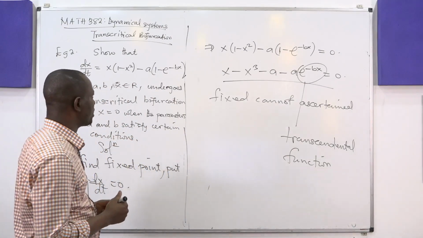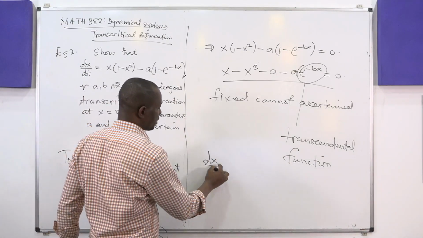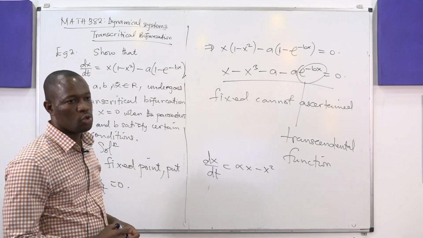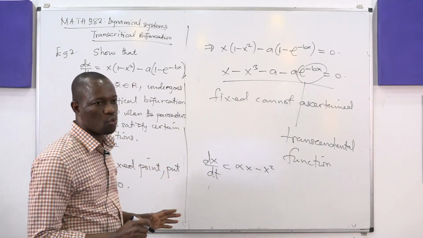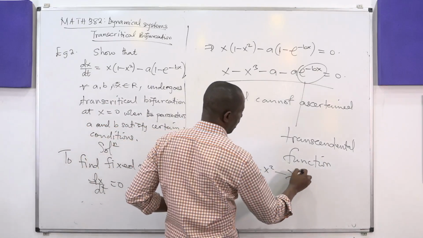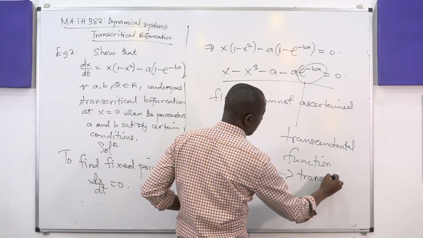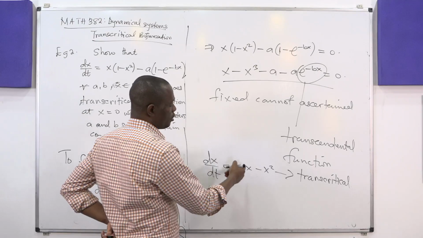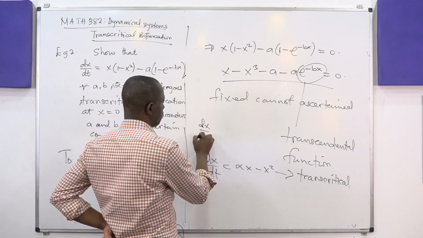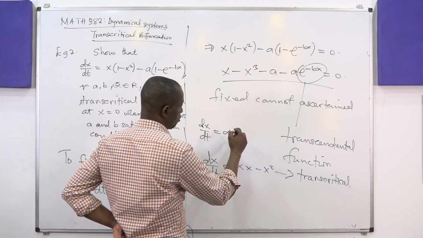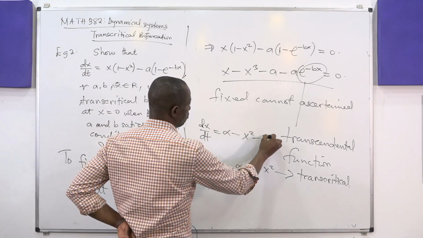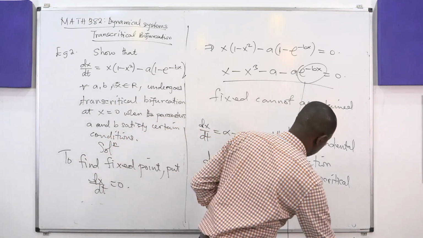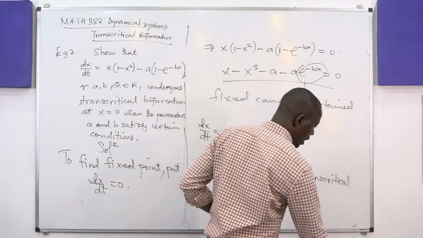So here, if you look at the prototype for transcritical, it is dx/dt equals alpha x minus x squared. This is a prototype, it's not the standard. So transcritical ends at x squared, as well as the saddle node bifurcation. And in the saddle node, there is no x term. That's dx/dt equals alpha minus x squared. This is a saddle node bifurcation. You get it? This is a prototype, so you look at the standard.